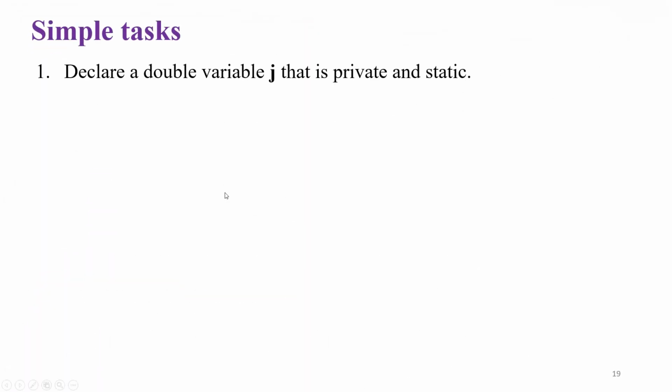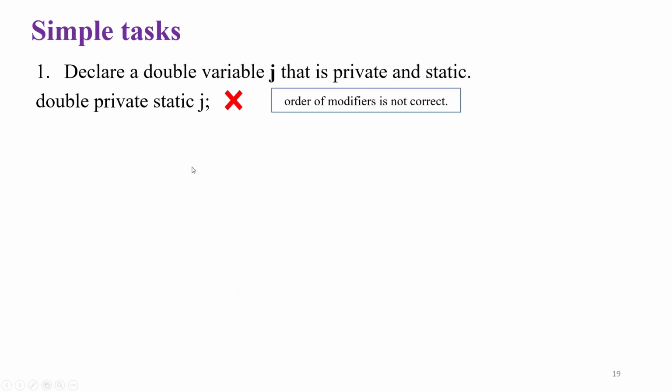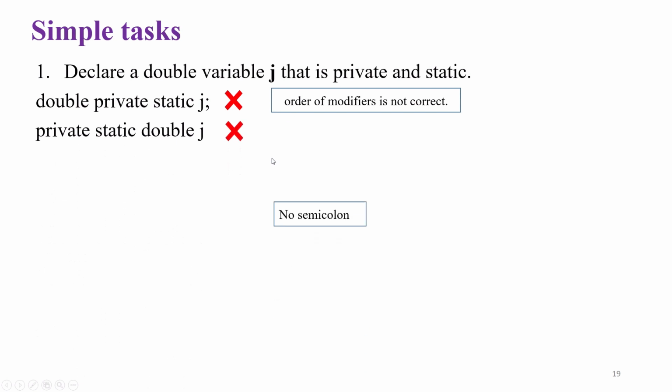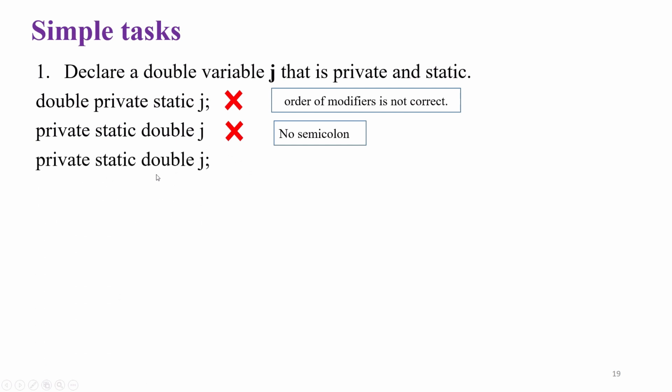Now let's do some simple tasks. Task 1, declare a double variable, j, that is private and static. Double private static j. Do you think this is correct? No, it is wrong. Why? Because the order of modifiers is not correct. Now another answer, private static double j. Do you think this is correct? No, it is wrong. Why? There is no semicolon at the end. Another answer, private static double j;. Do you think this is correct? Yes. It is absolutely correct.